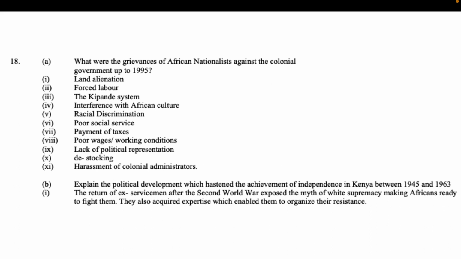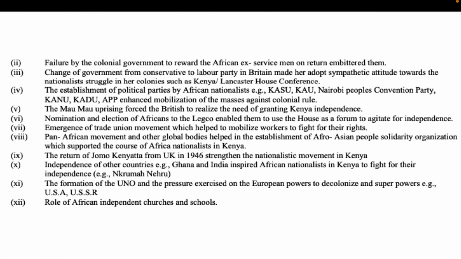B. Explain the political developments which hastened the achievement of independence in Kenya between 1945 and 1963. The return of ex-servicemen after the Second World War exposed the myth of white supremacy, making Africans ready to fight them. They also acquired expertise which enabled them to organize their resistance. Failure by the colonial government to reward the African ex-servicemen on return embittered them.